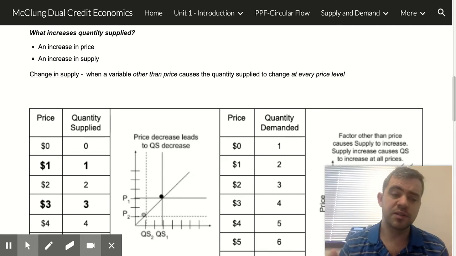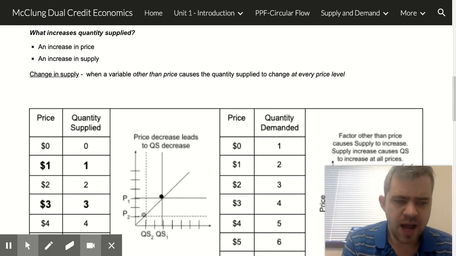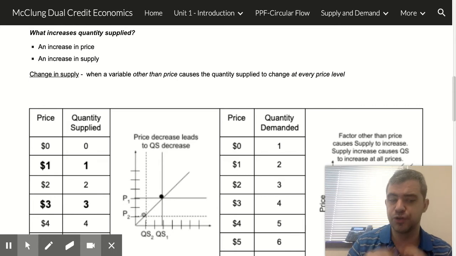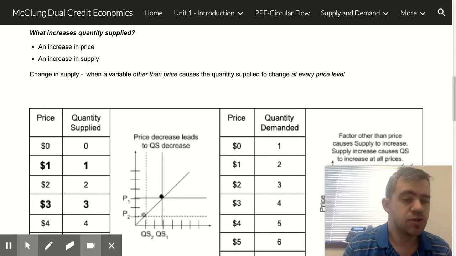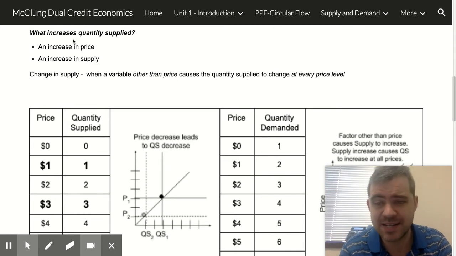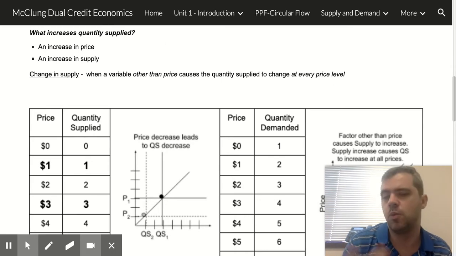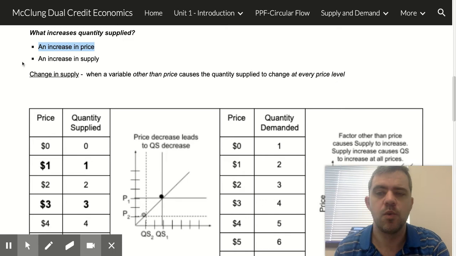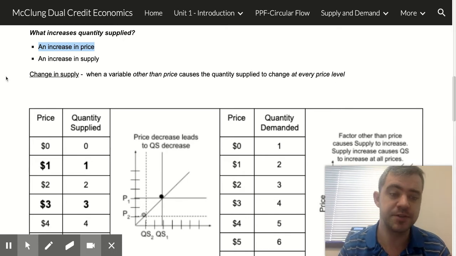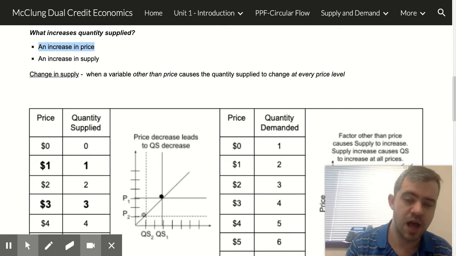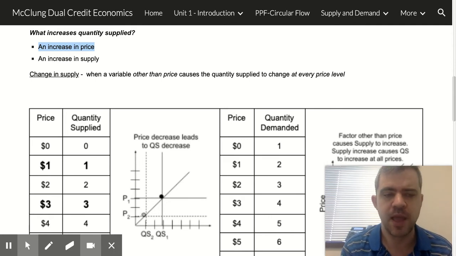All right. So we talked a little bit about the law of supply. Now let's talk about what will change supply. So before we talk about supply, let's talk about quantity supplied. So what can increase quantity supplied? Well, we've already talked about one of those, which is an increase in price. Okay, higher prices lead to a higher quantity supplied, all else equal.